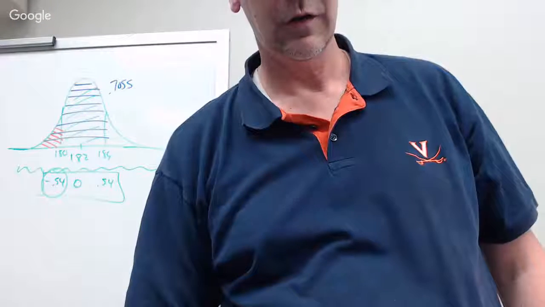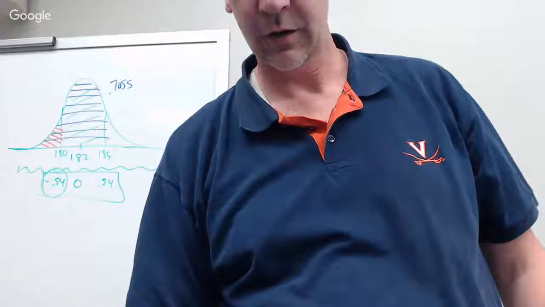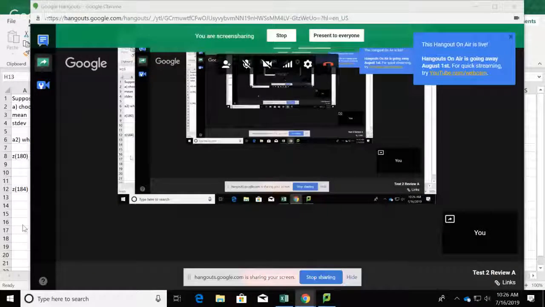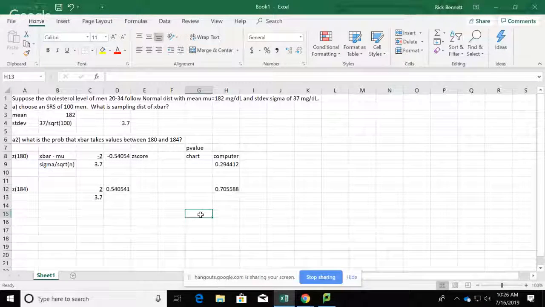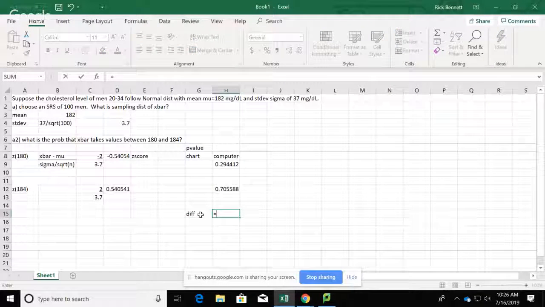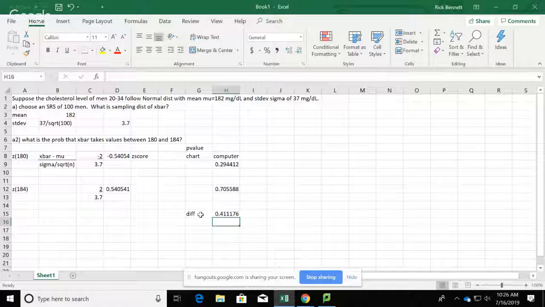So, sharing it again. The difference is the blue area minus the red area, which will give me the green area, which is 0.411. So the green area, I'm going to put my green, this area here, and green is 0.411. I'm going to go one more decimal: 0.4112. We'll round it. Okay?